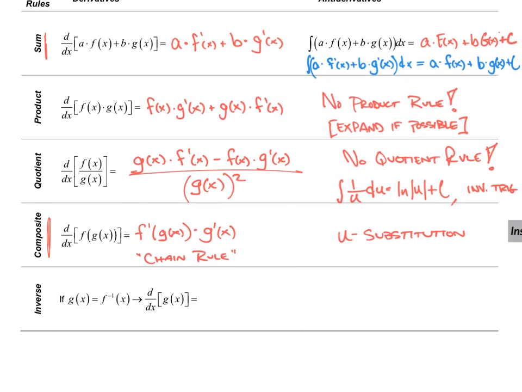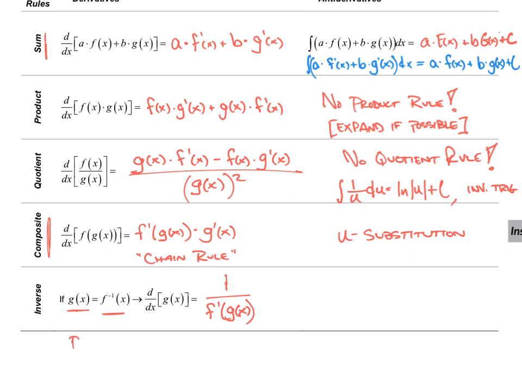So we do have an inverse rule, and it is the following. If g is the inverse of f, so if the function g is the inverse of f, the derivative of g is actually 1 over f prime of g of x. So there's a reciprocal relationship there between the derivatives of inverse functions.